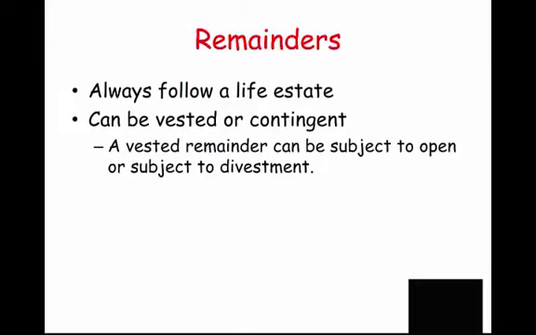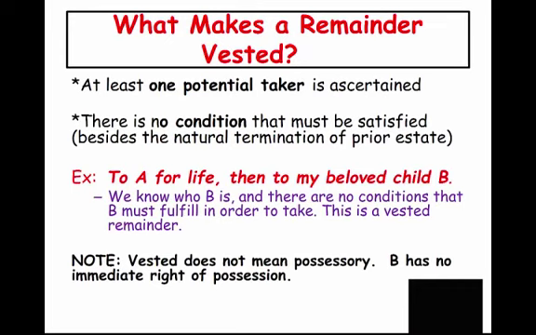Going to talk about remainders. A remainder always follows a life estate. There are two main kinds of remainders. A remainder can be vested or a remainder can be contingent. And then there's some twists for a vested remainder because a vested remainder can be subject to open or subject to divestment. But first we'll just talk about what a vested remainder is and what a contingent remainder is, and then we'll add details. So what makes a vested remainder?